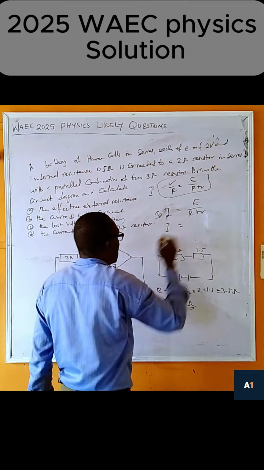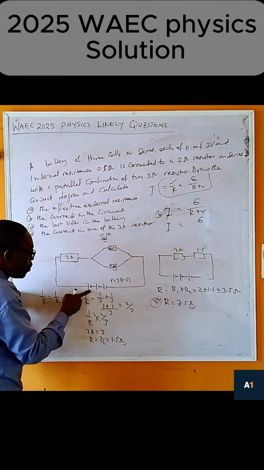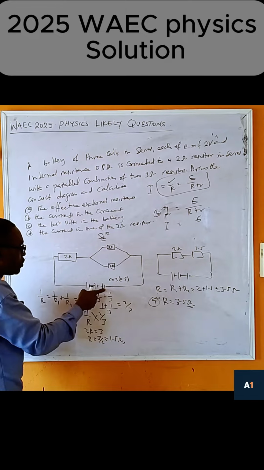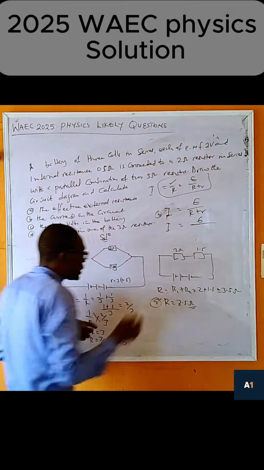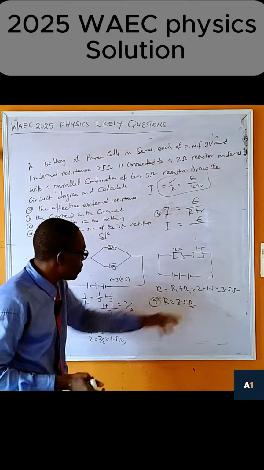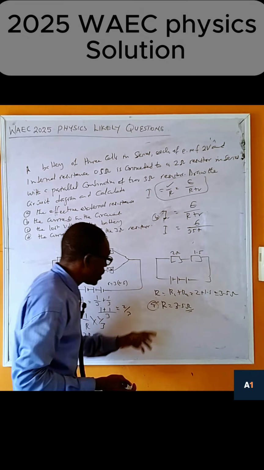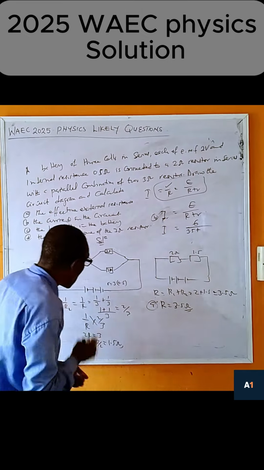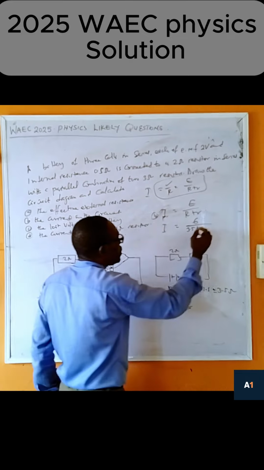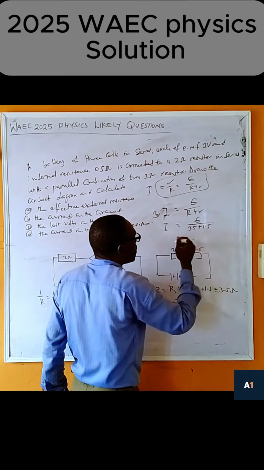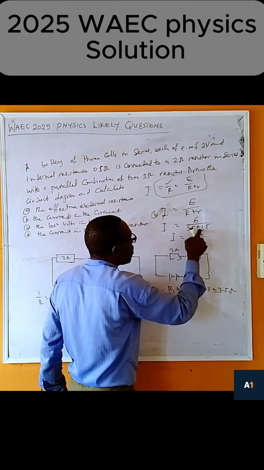So we now say the EMF is equal to 6. The total EMF, 2 plus 2 plus 2 will give you 6. So 6 is here. Then the resistance here, that is A, will be what? 3.5 plus the r here, which in 3 places, 3 times, will be 1.5. So this is 1.5. So we have I equal to 6 all over 3.5 plus 1.5, which is 5.